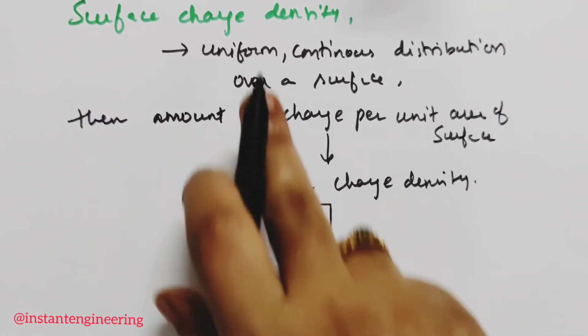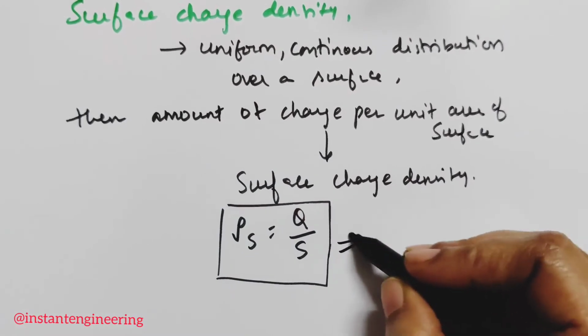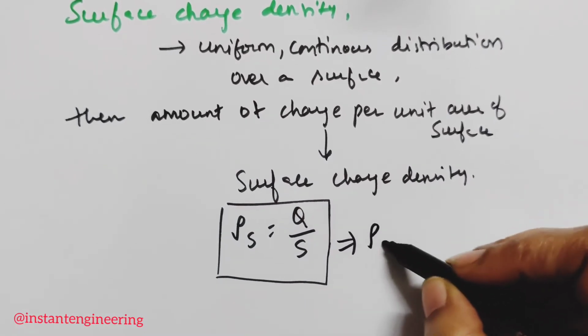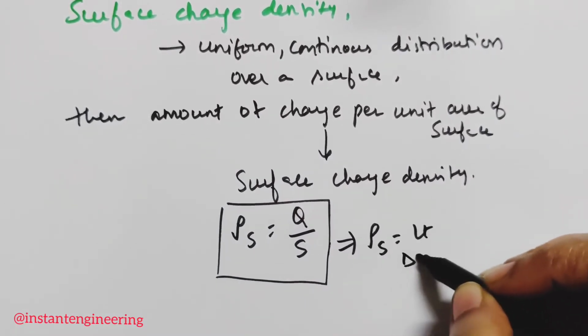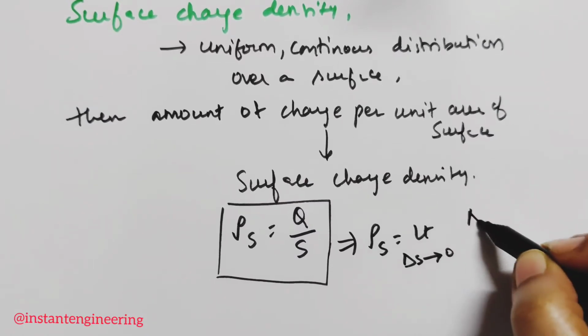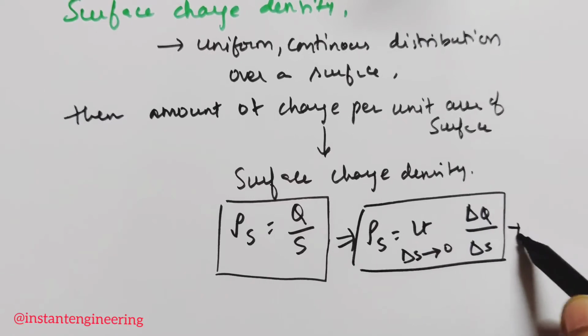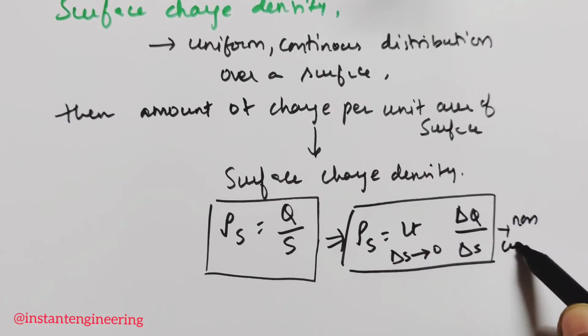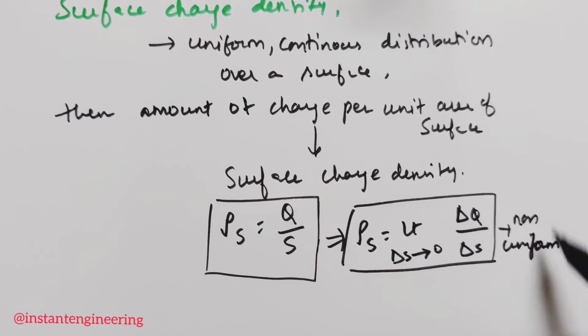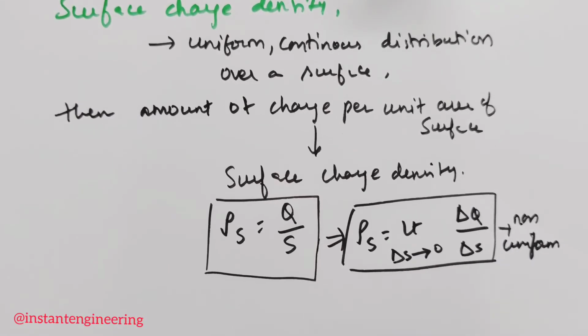So if this is uniform, that's it. If it is non-uniform, same as the previous one, rho s is equal to limit delta s tends to 0, delta q by delta s. That's all for non-uniform charge. The unit for this is also coulomb per meter squared.